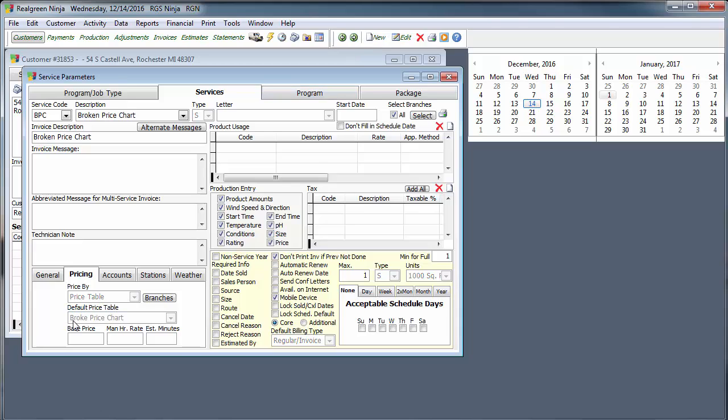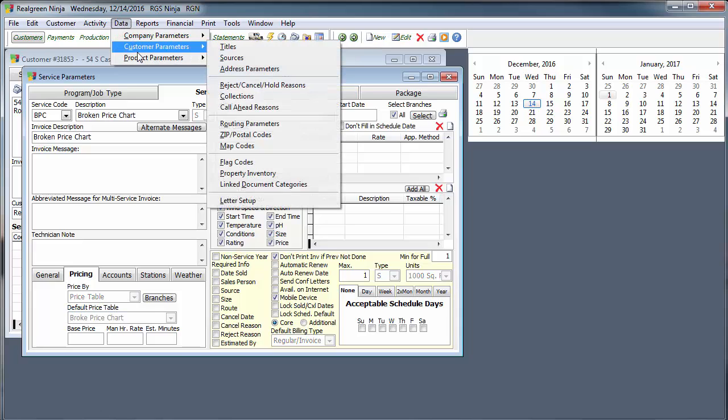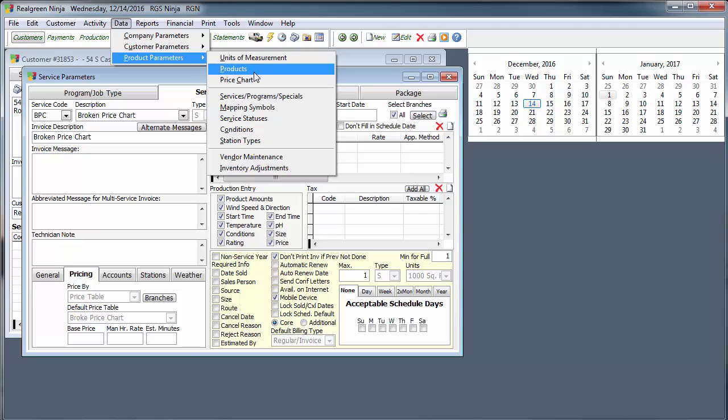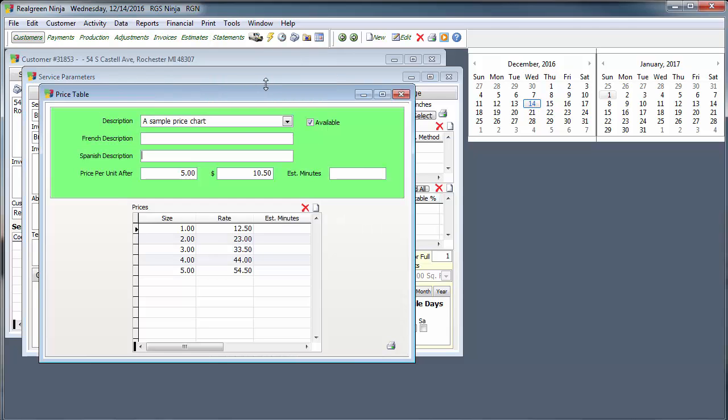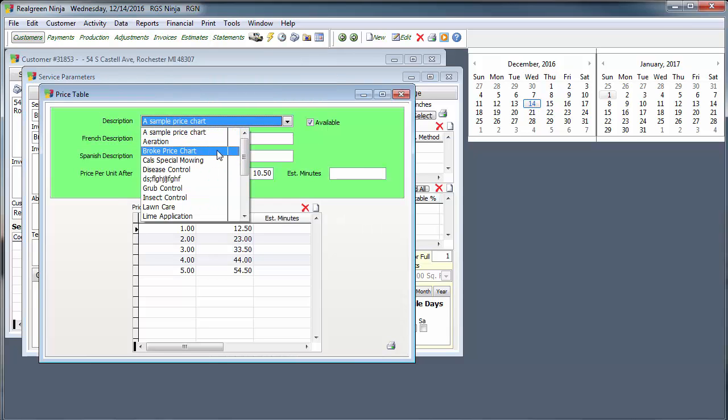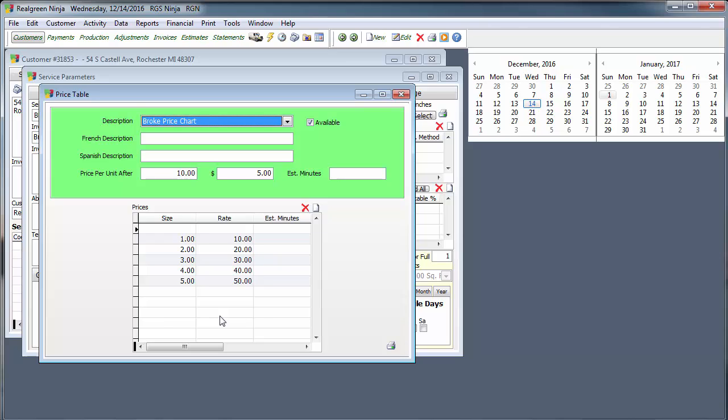Once I verify what price chart it is, I'm going to go to the price chart itself, which is under Product Parameters, and then under Price Chart. When I'm in the price chart, I'm going to hit my drop down and go to my price chart, and there are two things in this price chart that stand out to me. The first one is it has a blank line at the beginning. Sometimes the software does not like those blank lines, so it's always best not to have them.